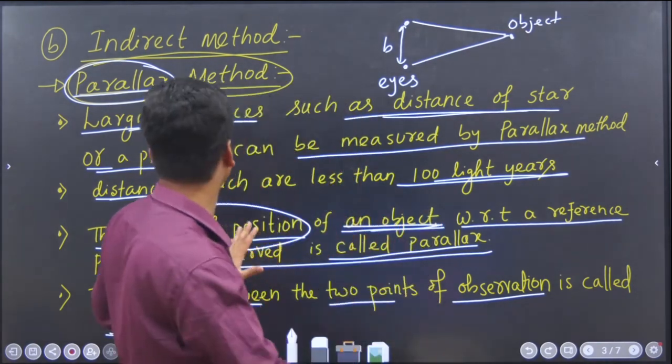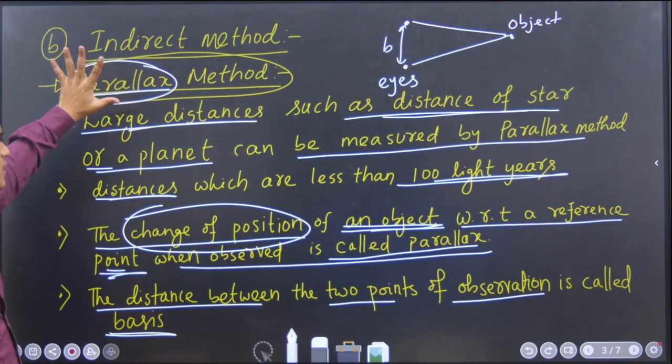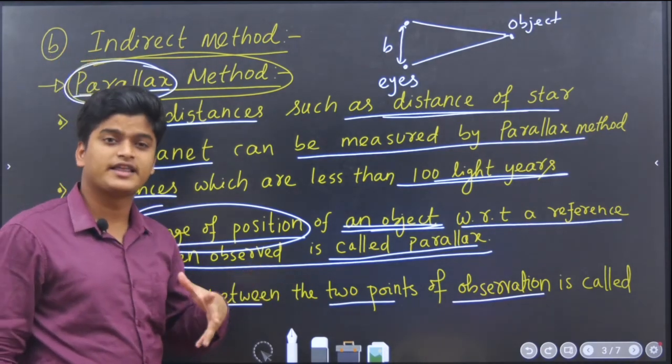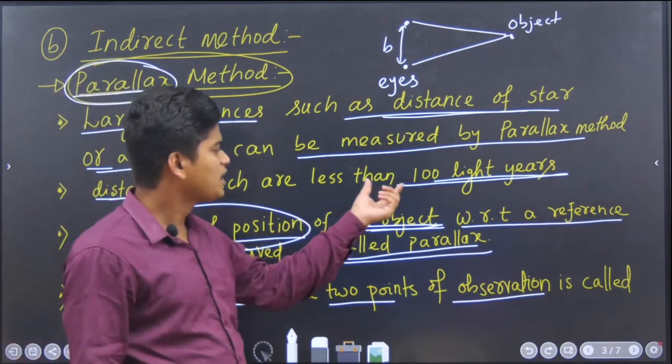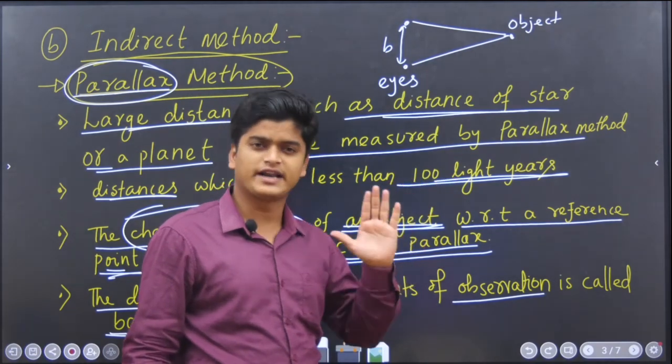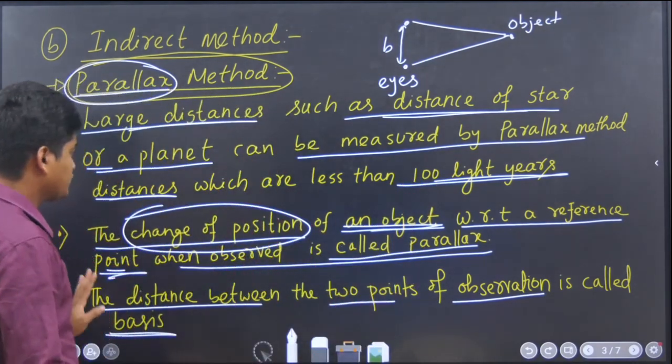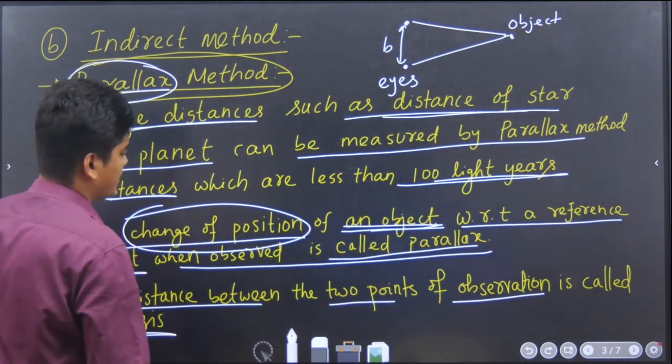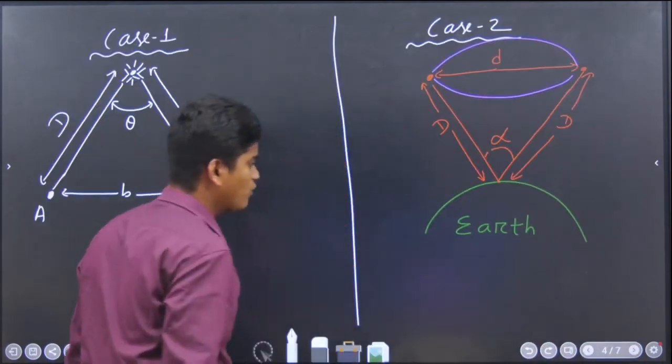So, first remember, the parallax method is used to measure large distances, and there is a limit to large distances also. You can measure up to 100 light years. Okay. So, this is the idea about the parallax method. Now, understand how it works.